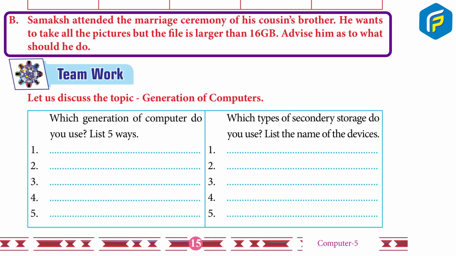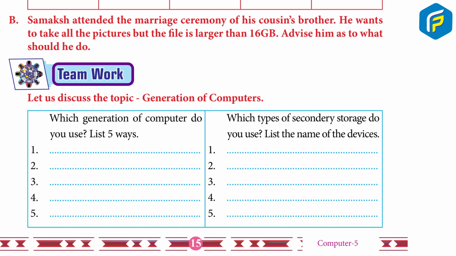B. Samaksh attended the marriage ceremony of his cousin's brother. He wants to take all the pictures but the file is larger than 16 GB. Advise him as to what he should do. Answer: do it yourself.